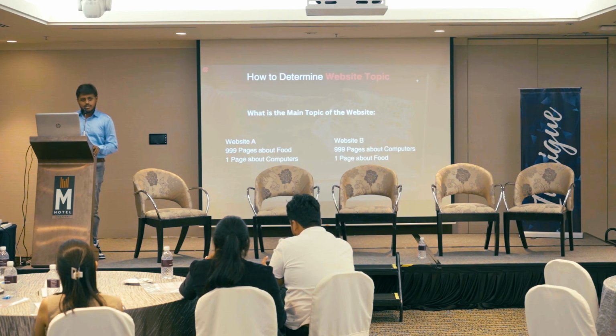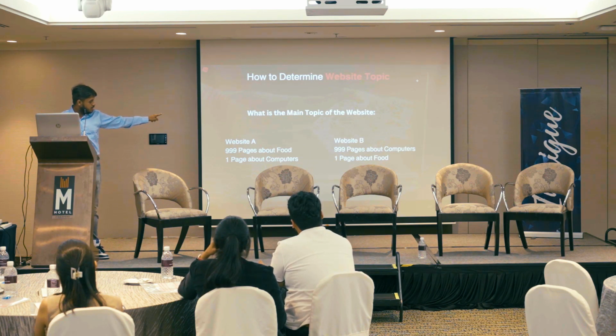Before understanding topical authority, first let's understand what the topic of your website is and how you understand that. Here's an exercise for you. I'll go to website B. Website B has 999 pages about computers and hardware and only one page about food. But here's the catch: that one page about food gets 90% of the traffic. So I would like to ask: what is the main topic of website B? Is it about computers or is it about food?